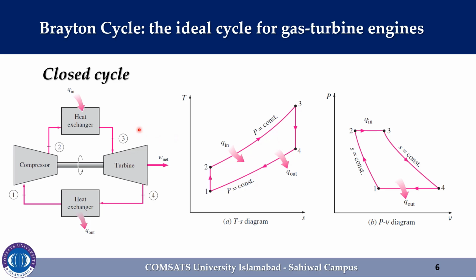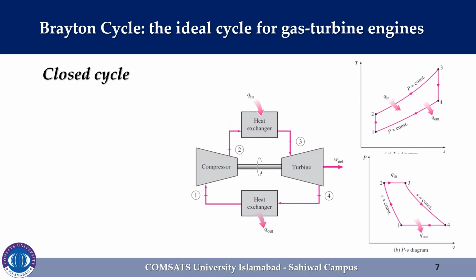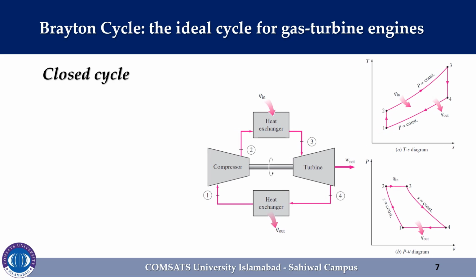Process 3 to 4 is the isentropic expansion in a turbine. As the process is isentropic, there is no change in entropy of the working fluid during this process. But due to the expansion process, its volume increases while pressure decreases. And finally, process 4 to 1 is the constant pressure heat rejection process. During this heat rejection process, the temperature and entropy of the fluid decrease. Here it is important to note that all 4 processes of the Brayton cycle are executed in steady flow devices. Thus, they should be analyzed as steady flow processes.